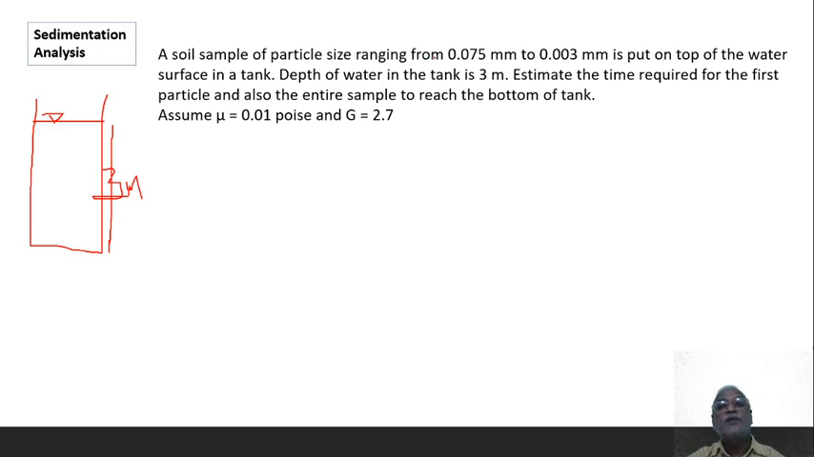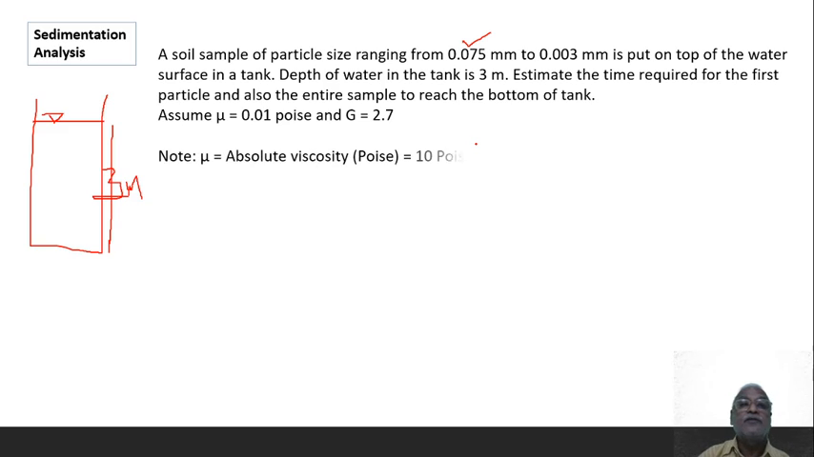Now when all these particles are put on this, the first particle will settle down first. The biggest particle will settle down first, 0.075. The last particle will be settling down when all the other particles are settled down. So this will be taking maximum time, this will be taking least time. Right? Estimate the time required for the first particle and also the entire sample. Assume mu equal to 0.01 poise, G is 2.7.